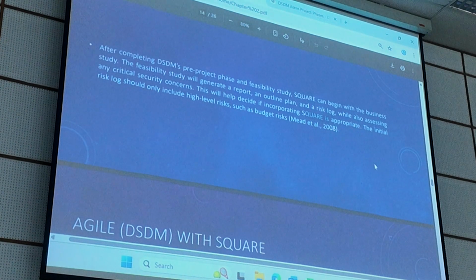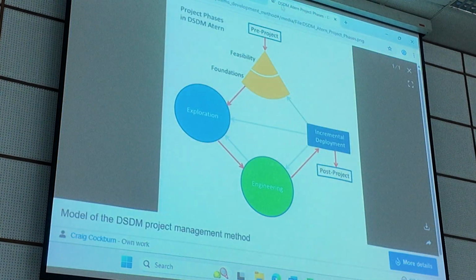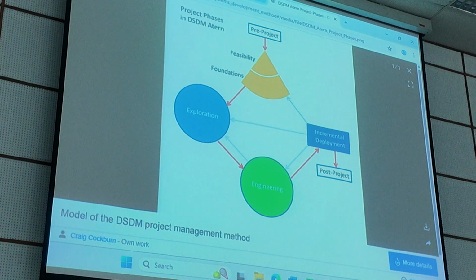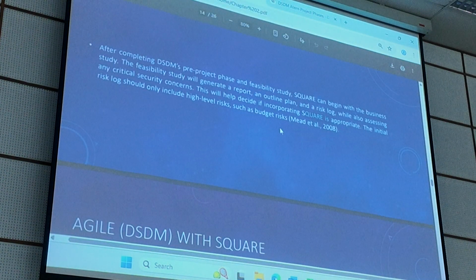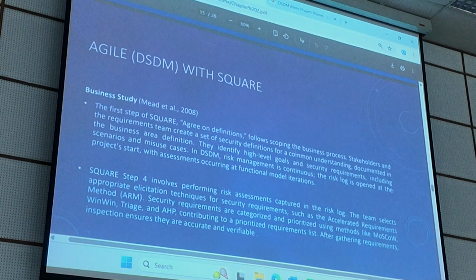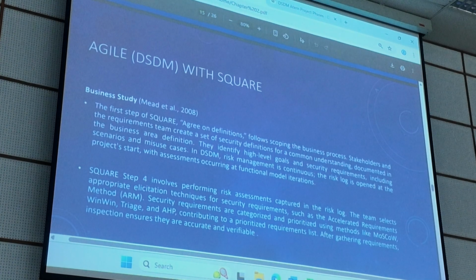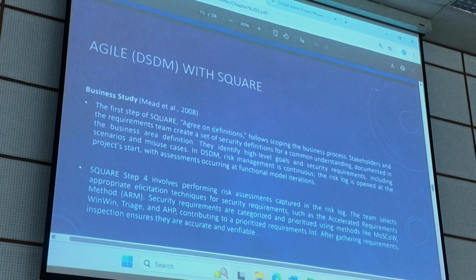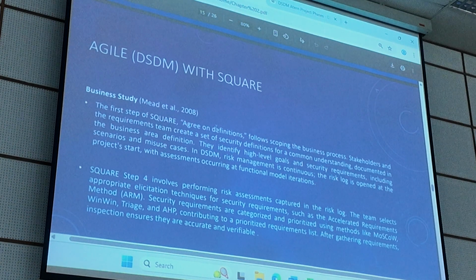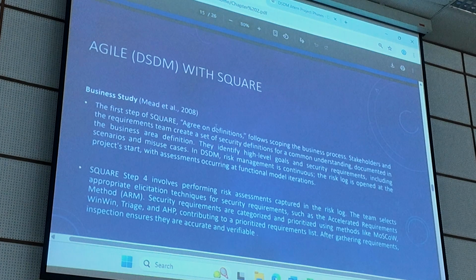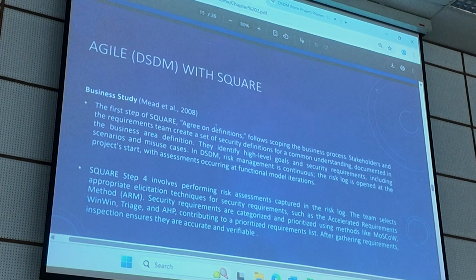Okay, so as I said, from here you can start your SQUARE already. Then from the risk log, the first step is agree on definition. This one follows the scoping of the business process. Agree on definition, okay? You have to document the terms.